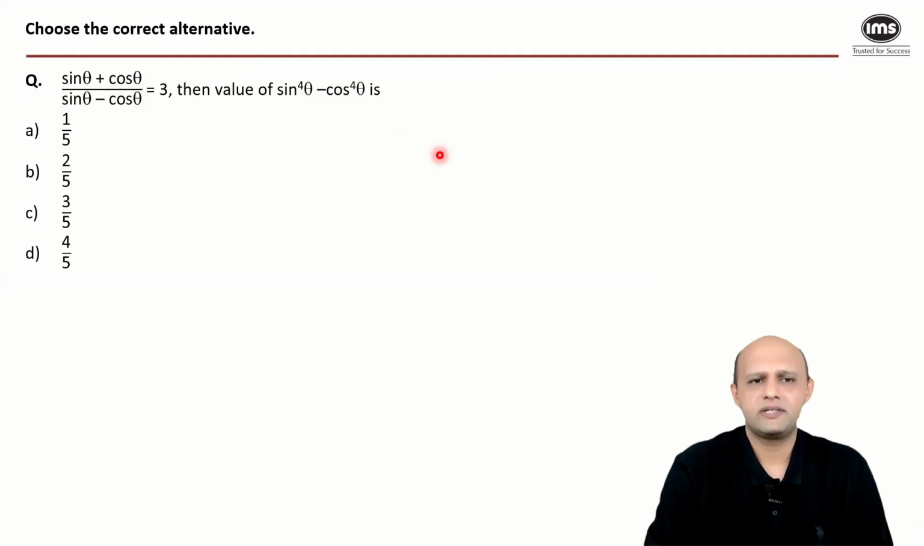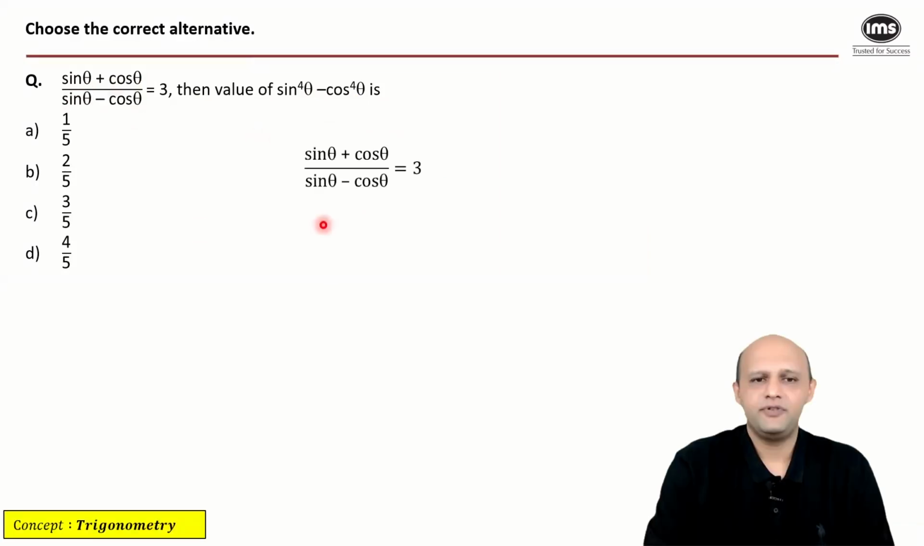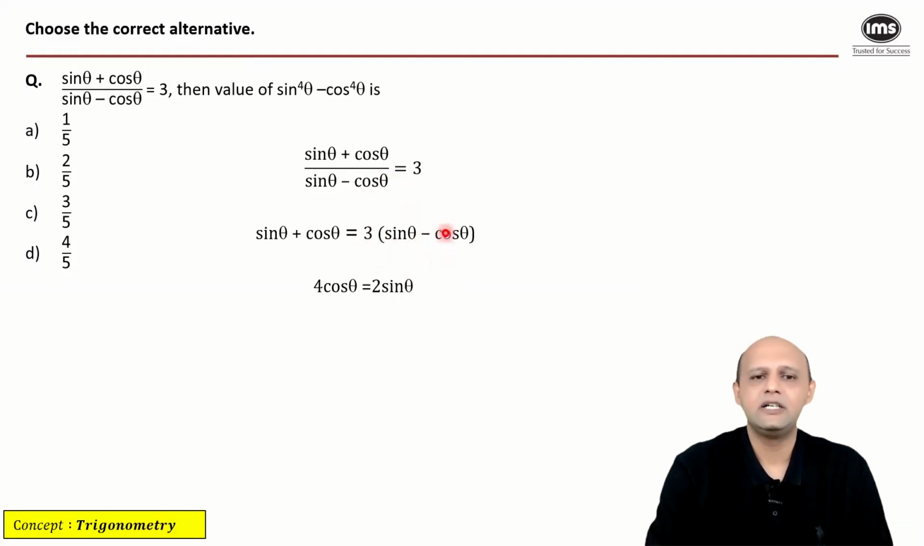Now, we have a question on trigonometry, and let us understand how to tackle that. First, I think when you notice something like this, it's important to understand the relation between sine and cos. So just expand this. When you cross multiply, you get 3 sine theta minus 3 cos theta equal to sine theta plus cos theta. Therefore, effectively, 4 cos theta is equal to 2 sine theta. So you end up with an expression which is tan theta equal to 2.